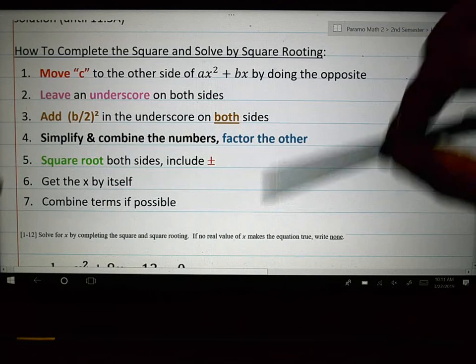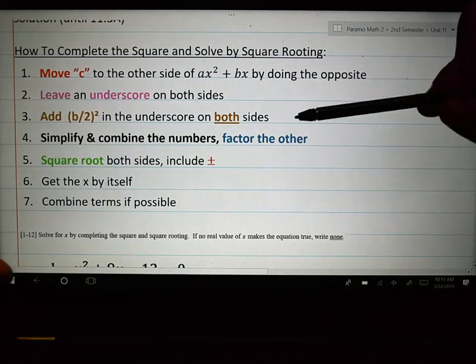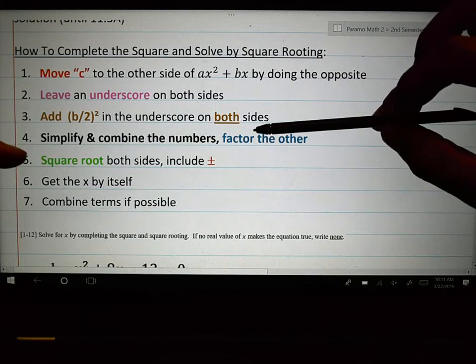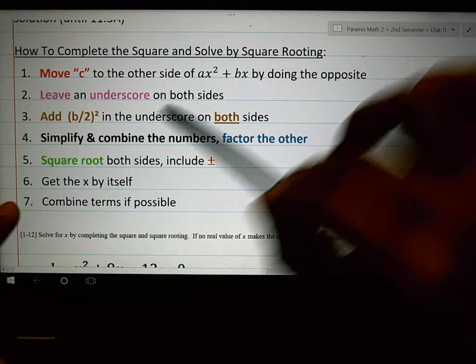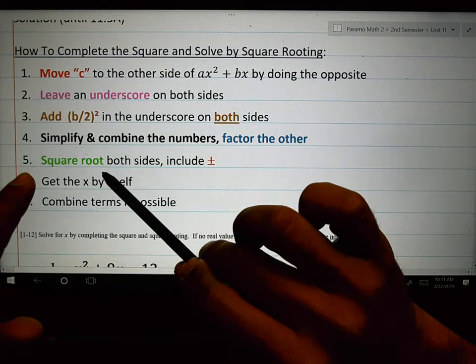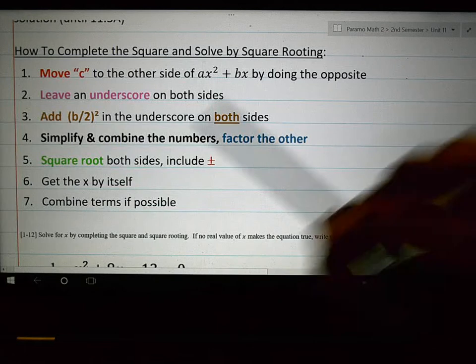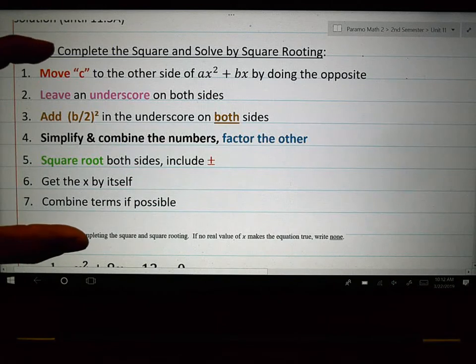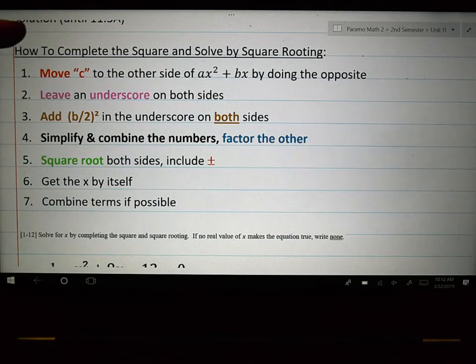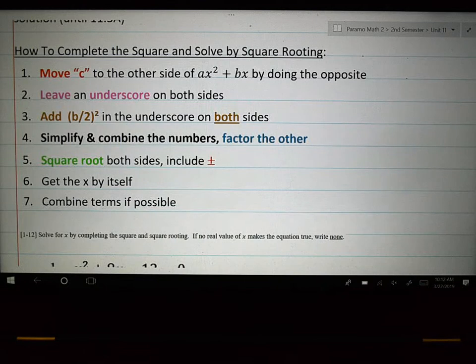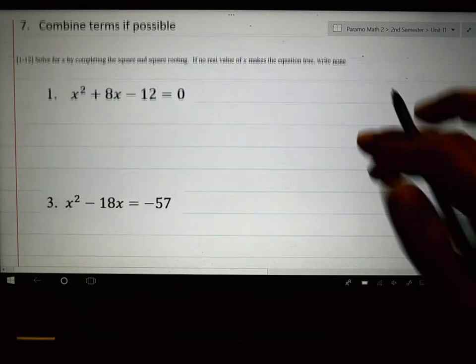So these 7 steps are the same up through number 4. They're the same as what we did in 11.1. The biggest difference is that we have a step 5 where we square root both sides, including that plus or minus. Get the x by itself and combine terms if possible. Sometimes we will, sometimes we won't. When you are first starting these problems, you should probably have these 7 steps next to your worksheet so that you know what you're doing as you do them. Let's do some examples.